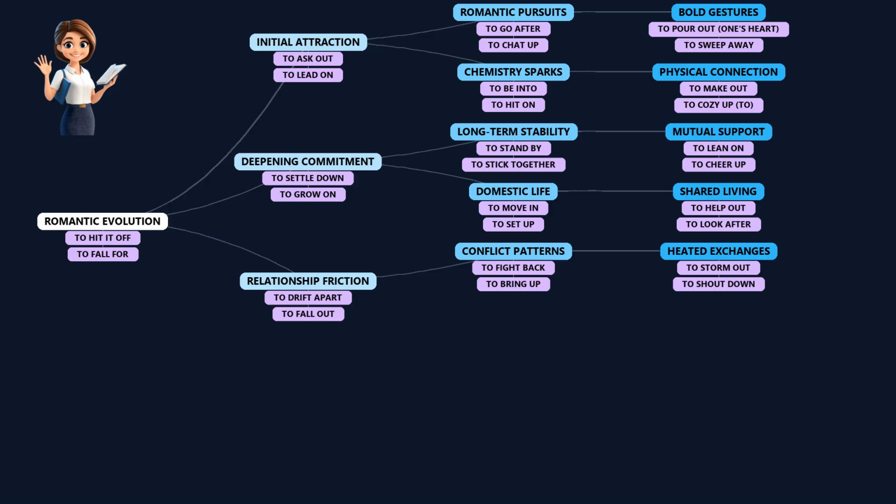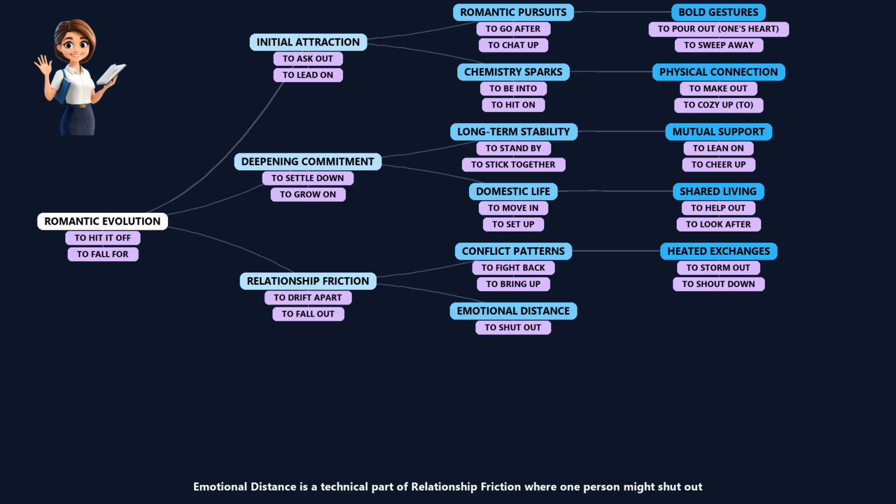Emotional distance. Emotional distance is a technical part of relationship friction where one person might shut out the other to cool off. In simple terms, a partner stops talking and needs some time alone to stop feeling so angry.